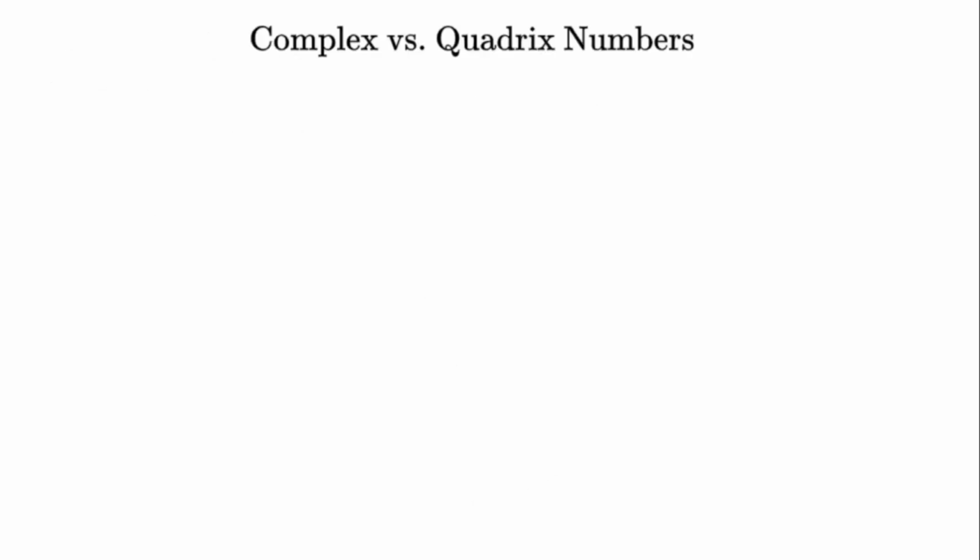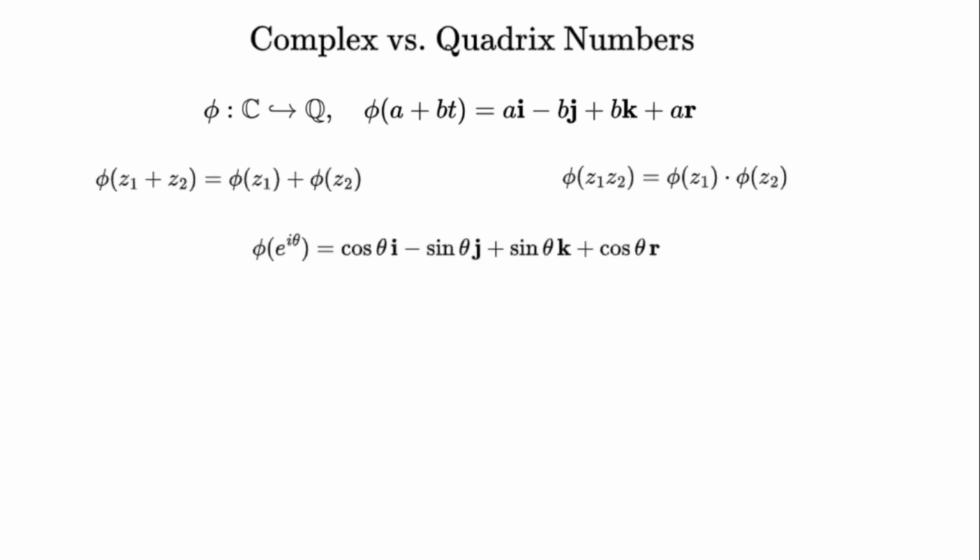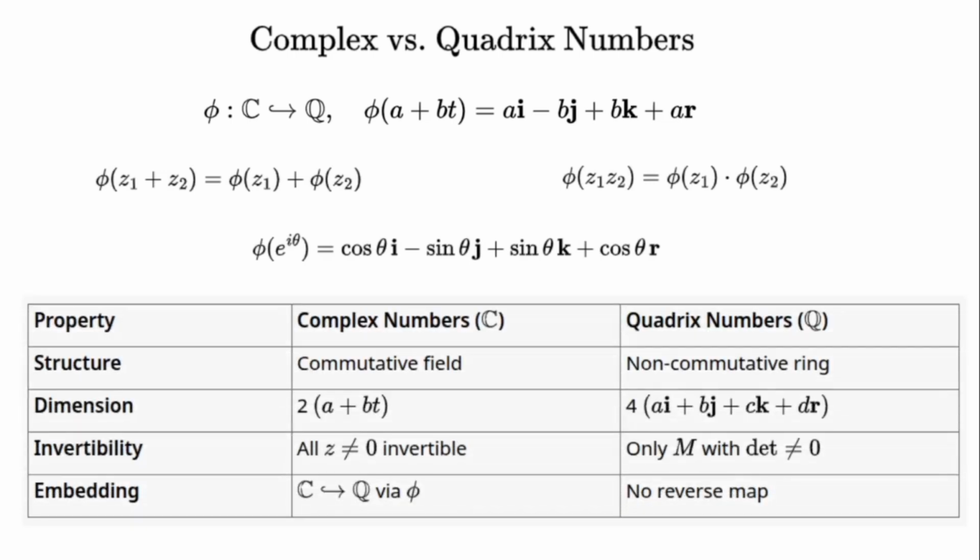Complex numbers form a specific algebraic structure that can be embedded within the broader system of quadrix numbers through a precise mapping that preserves their core operations. This mapping, known as an injective ring homomorphism, ensures that the addition and multiplication of complex numbers translate directly into corresponding operations in the quadrix system, maintaining their commutative nature. Essentially, every complex number has a unique quadrix counterpart, allowing complex arithmetic to be faithfully replicated within a subset of the quadrix framework, making complex numbers a special, well-behaved part of the quadrix algebra.